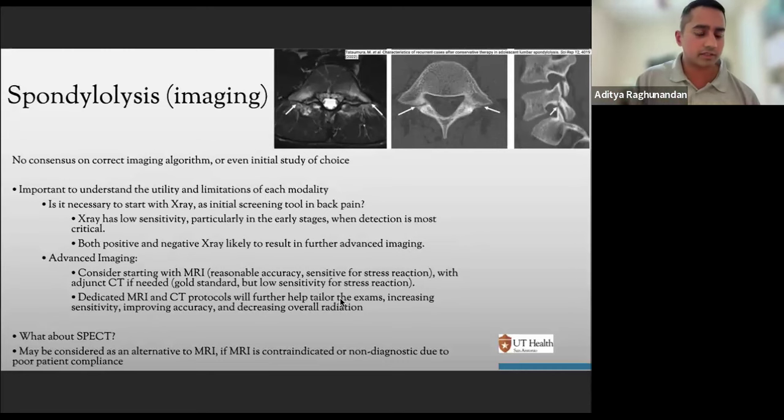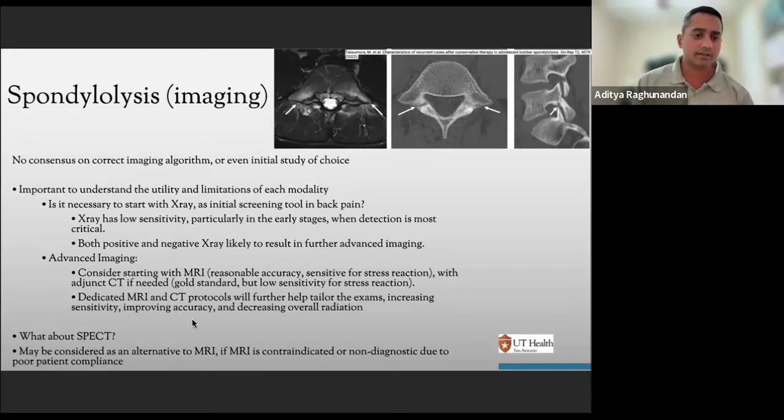As far as advanced imaging goes, MRI is probably a reasonable place to start. The accuracy is pretty high. It's very sensitive for stress reactions, which is the earliest stage of a spondylolysis. And then you can consider adding an adjunct CT if you want a better look at the cortical bone. MRI is very good at looking at bone marrow, and the CT scan is a little bit better at looking at cortical bone. So if you have a question of whether this stress reaction has now gone all the way to a fracture, and you want to see if this is well corticated or not, a CT is the gold standard for that.